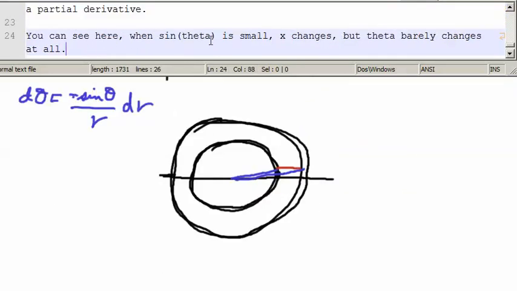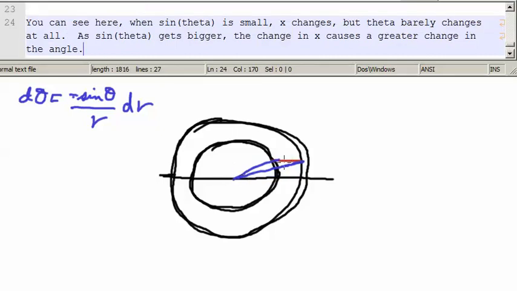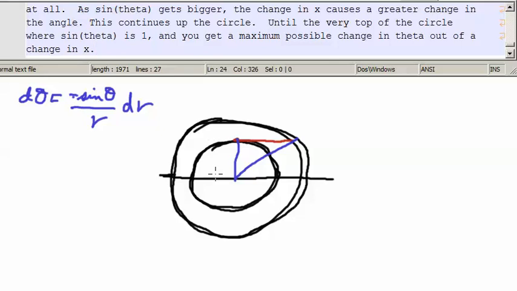Okay, you can see here when sine theta is small, x changes, but theta barely changes at all. As sine theta gets bigger, the change in x causes a greater change in the angle. This continues up the circle, until the very top of the circle, where sine theta is 1, and you get a maximum possible change of theta out of a change in x.